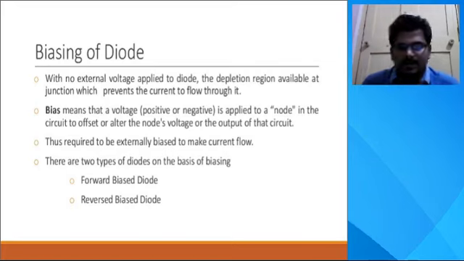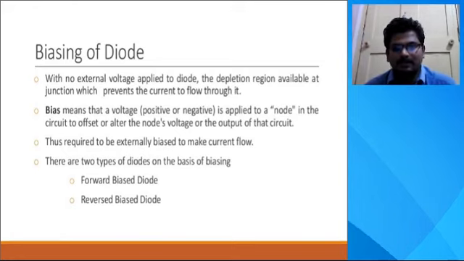So forward bias means we are connecting the P-type semiconducting material to the positive terminal of your power supply, that is DC voltage, and the N-type semiconducting material we are connecting to the negative terminal of your DC voltage. So when we make connections in this way, P-type connected to positive and N-type connected to negative, then we can say that the diode is in forward condition. We are applying the voltage to the diode in forward bias.